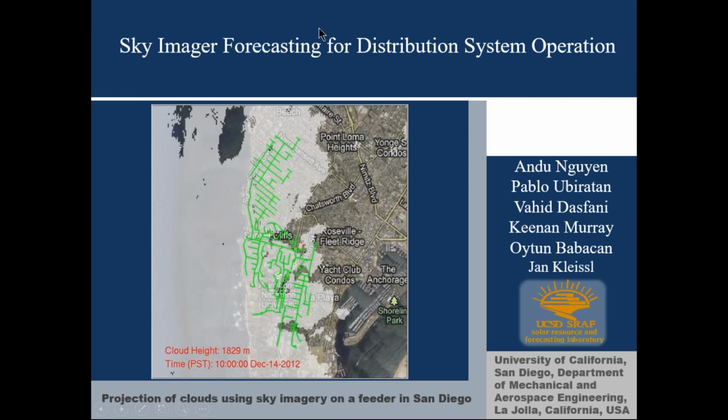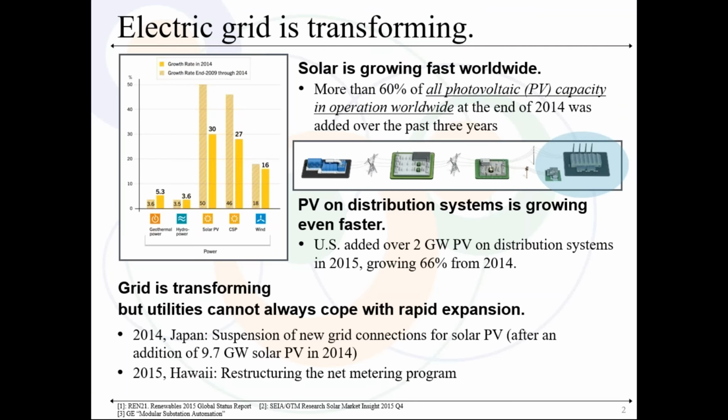Let's move right in. So quick background, which should be no news to most of you, that PV has grown substantially. Just in the United States, we added 2 gigawatts of PV on distribution lines in 2015, which is 66% higher than the year before. And that in some countries, that large growth caused some bottlenecks in how these systems are accepted into the power system, so that either technical issues of suspensions or also restructuring of incentive programs that are trying to slow this growth.